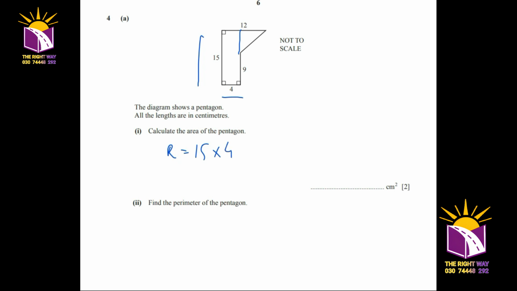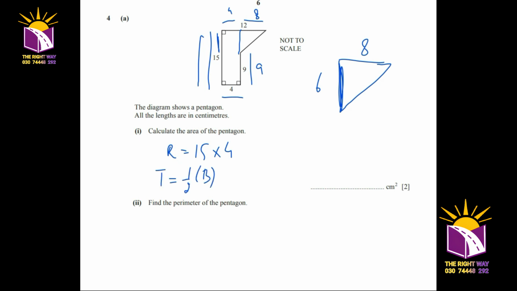Now to calculate the area of the triangle, if this is 4 and total is 12, the remaining one will be 8. I am drawing my triangle over here. If this side is 9 and total is 15, the remaining side will be equal to 6, and the area of the triangle is equal to 1 by 2 times base into height, which is 1 by 2 times 8 into 6.